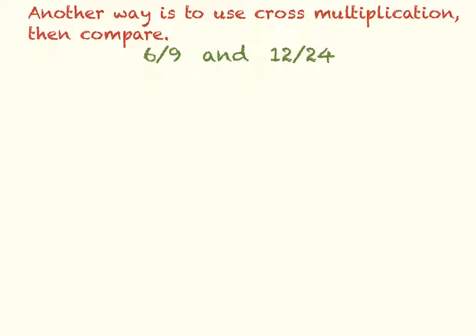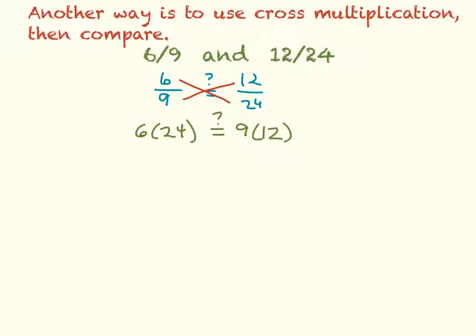Another way is to use cross multiplication and then compare the numbers. What I mean by that is I have 6 over 9 and I have 12 over 24. If I want to see if they're equal, I'm going to cross multiply. So I'm going to have 6 times 24. Is that equal to 9 times 12?